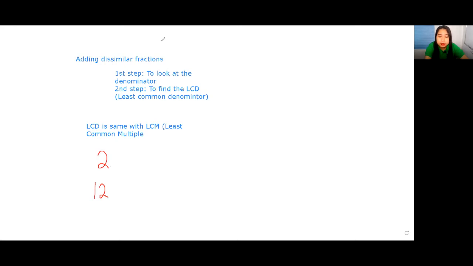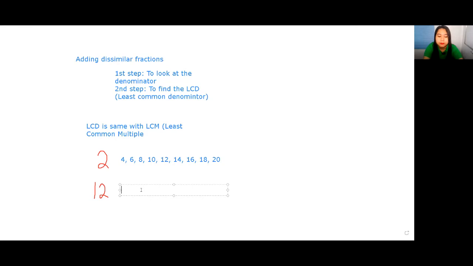So what will be our LCD for this one? Our LCD or LCM is found from the multiples of 2 and the multiples of 12. So let's start with 2. What are the multiples of 2? So we have 2, 4, 6, very good, 8, 10, 12, 14, 16, 18, and 20. How about 12? What are the multiples of 12?